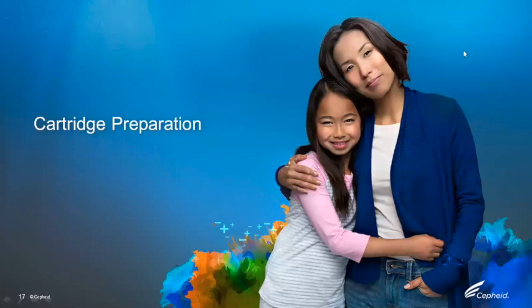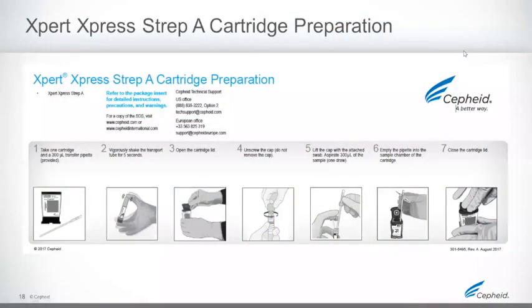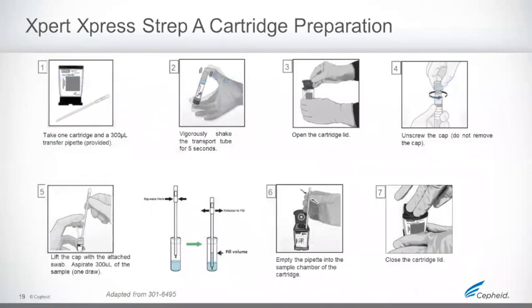Cartridge preparation. The Xpert Xpress Strep A cartridge preparation card is available through Cepheid as a quick reference, but please refer to your package insert for detailed instructions, precautions, and warnings. Step 1, take 1 cartridge and a 300 microliter transfer pipette provided. Step 2, vigorously shake the transport tube for 5 seconds.